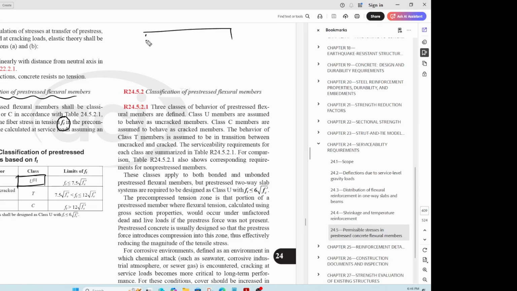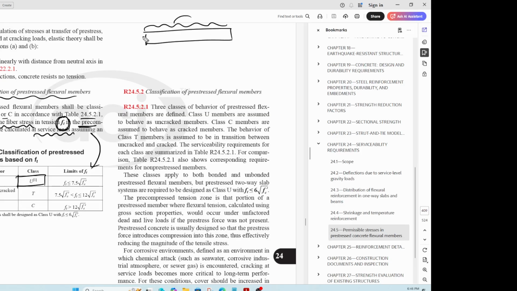For example, you have a beam here, and let's say you're loading it. Now this tensile stress is not in every condition. It has to be at service loads. If you read this, pre-stressed flexural members shall be classified as U, T, or C in accordance with this following table, based on extreme fiber stress in tension in the precompressed tension zone, right?